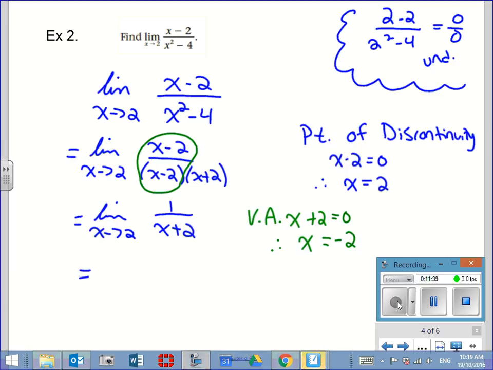So already we've got 2 very fine details that we can include in our graph and in our analysis. However, we are now at the point that I can safely substitute in 2. So now I can say that my limit as x approaches 2 of 1 over (x plus 2) is going to be 1 over (2 plus 2), which is going to be 1/4. So as x approaches 2, we are going to approach a y value of 1/4. So now we know 3 key pieces of information about our graph that we wouldn't have known before, and now we can actually graph it extremely accurately.